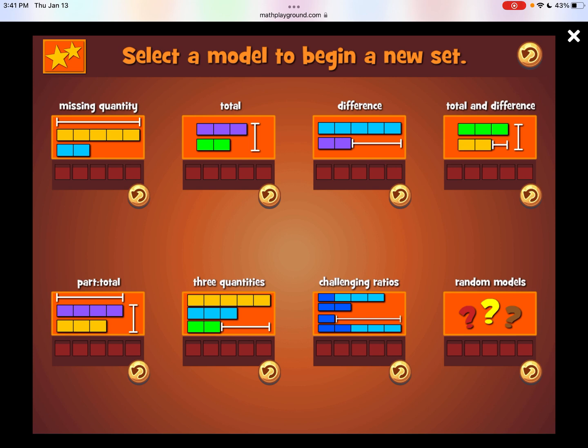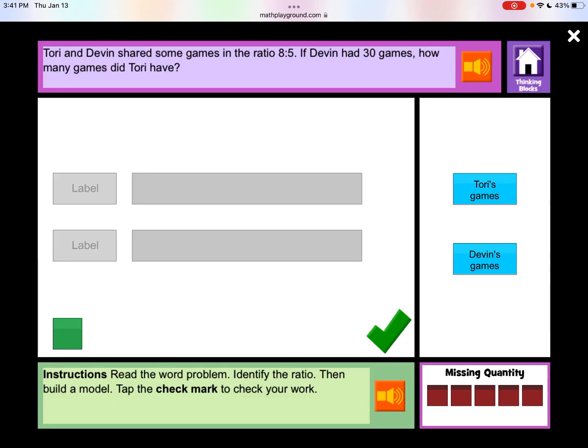So here we go. We're going to go up into the top left. We're going to click right on the orange rectangle that says missing quantity. If you want, it will read it to you. Next to the house in the top right, there's a little speaker button. If you press that, it'll read it to you. Otherwise, I'm going to read. It says, Tori and Devin shared some games in the ratio 8-5. If Devin had 30 games, how many games did Tori have?